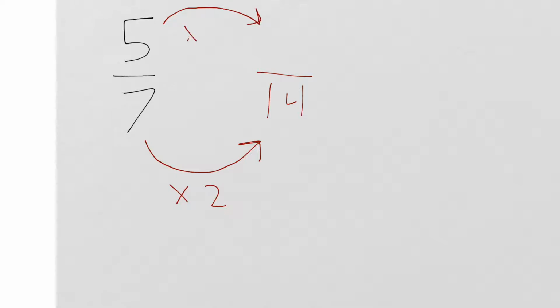So let's say we wanted to multiply the bottom by 2. Well, 7 times 2 is 14, and if we've multiplied the denominator by 2, we also need to multiply the numerator by 2. So 5 times 2 gives us 10. 10/14 is equivalent to 5/7. And we can do this with any other factor.